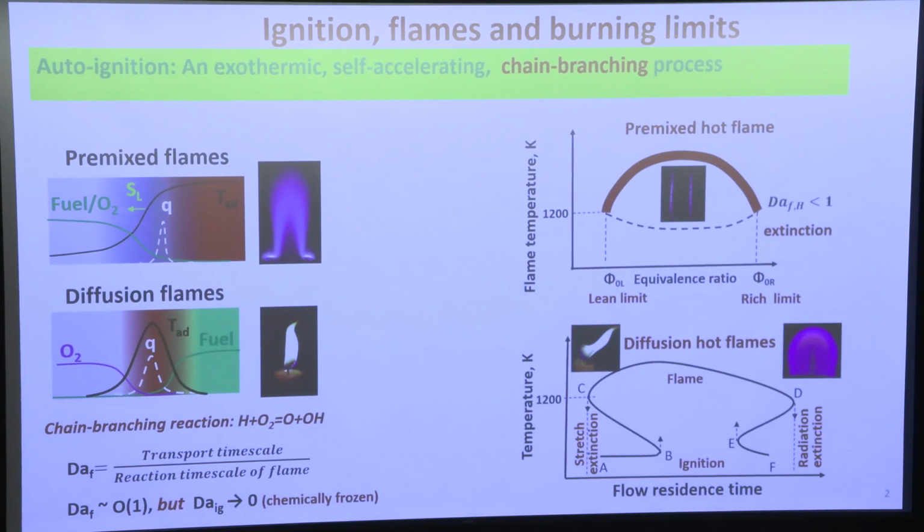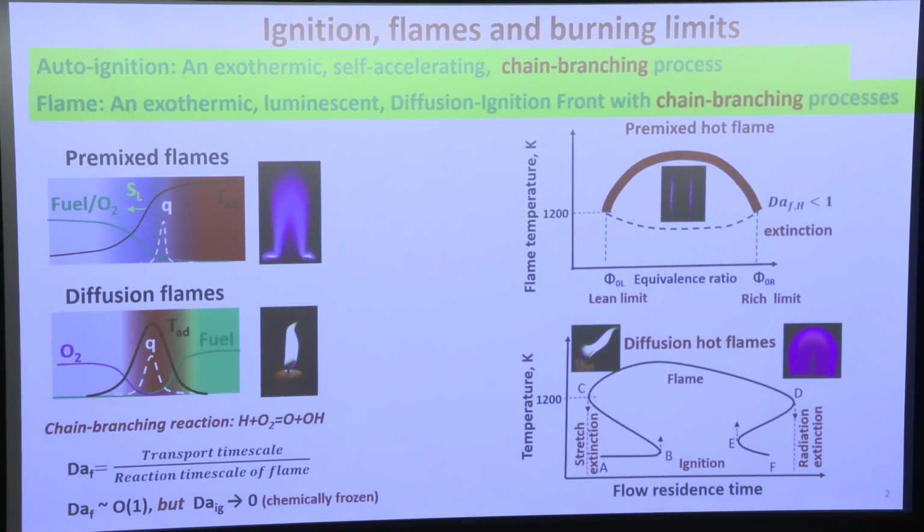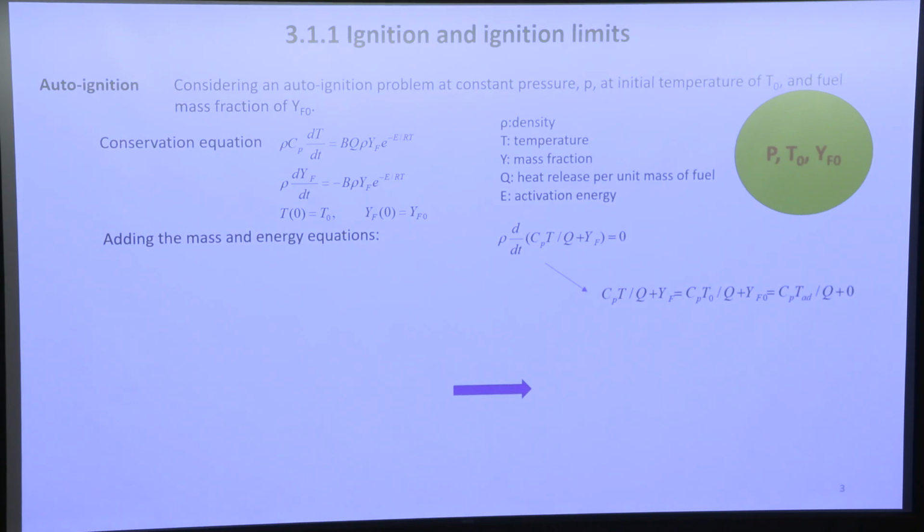But for a premixed flame, you don't need diffusion. Anyway, the radiation kills you. The radiation heat loss means the chain branching will not occur. But for a diffusion flame, there are two things: stretch, and then you have radiation extinction. And so understanding that is very important.